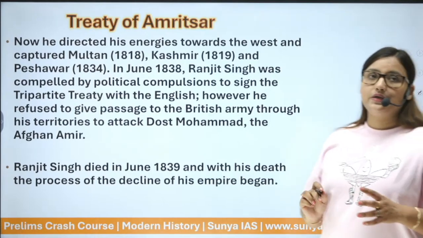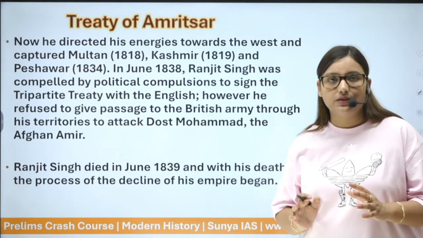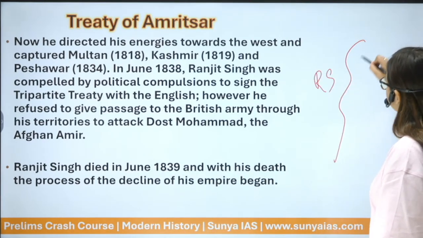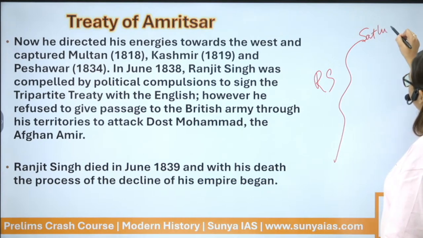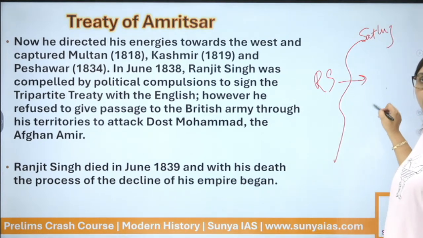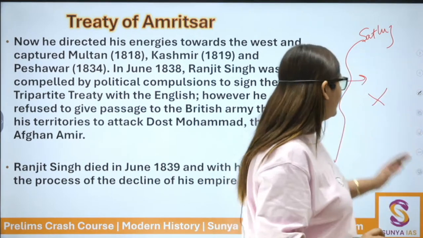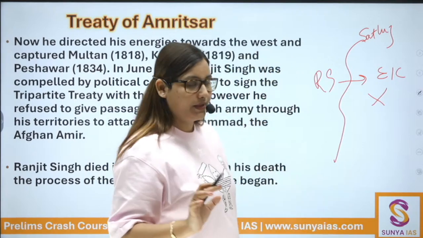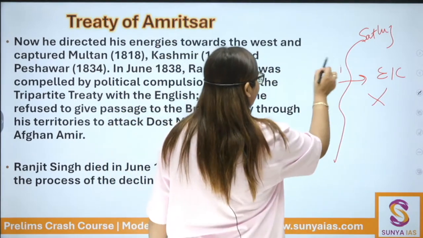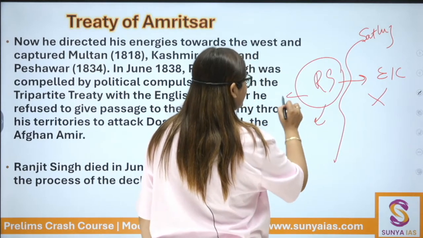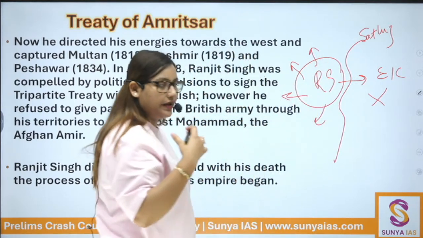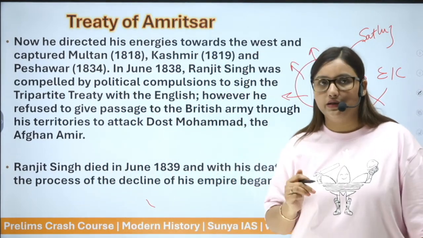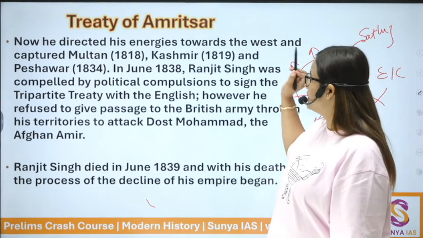Now, with this Treaty of Amritsar, the boundary was decided. So it was decided that Ranjit Singh, if this is the Satluj River, he will never cross Satluj River. Okay, he could not go to this area. Why? Because the eastern side of Satluj River was under the EIC control, English East India Company's control. So what will Ranjit Singh do? He will only try to expand westward. He will just spread his dominions in the western direction because he could not go in the eastern direction. So he directed his energies toward the west.